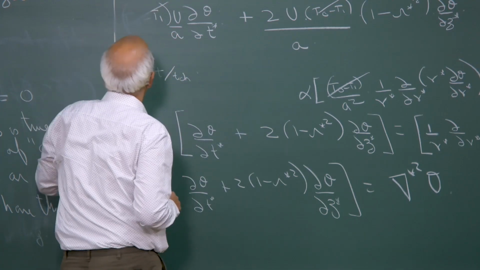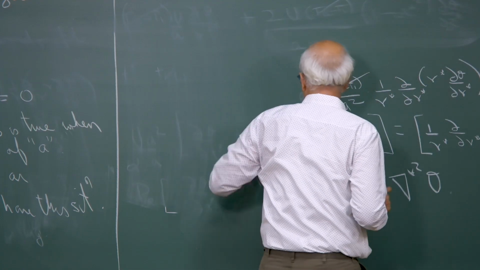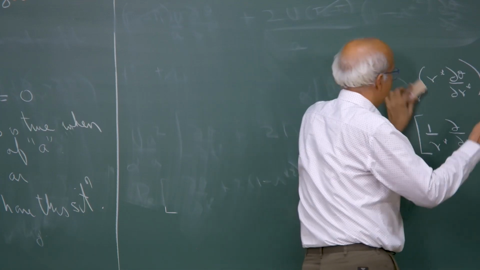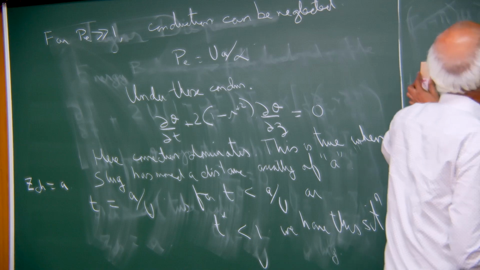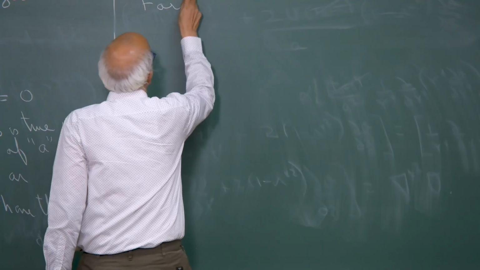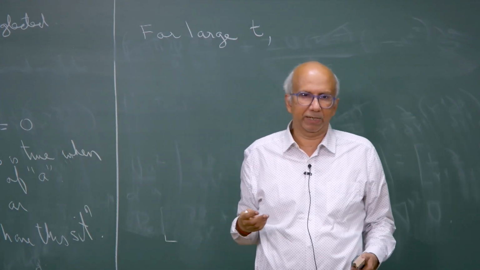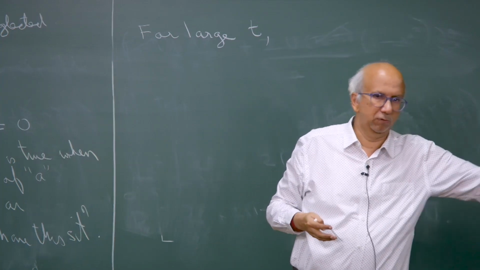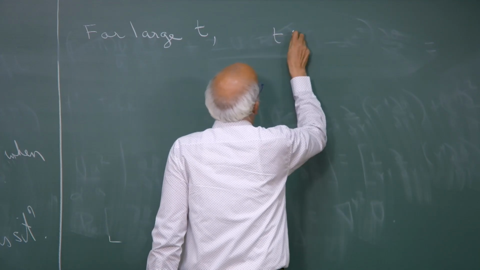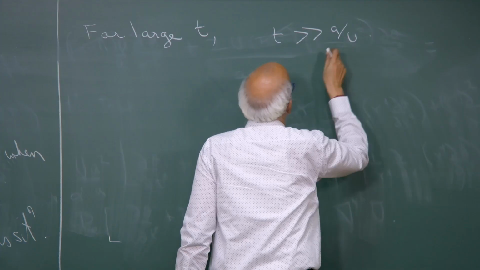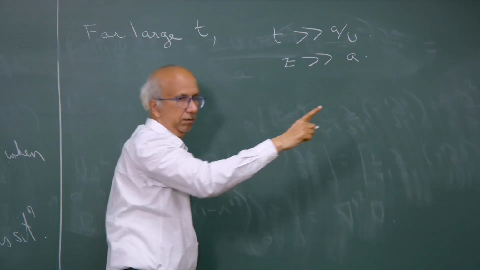Now, what we saw also is that far downstream, if you wait for a sufficiently long time, the slug has moved. Okay. For large t, which means a long time, in this case the slug has also moved sufficiently far. Okay. So, that is t much greater than A by U and z much greater than A. Okay.